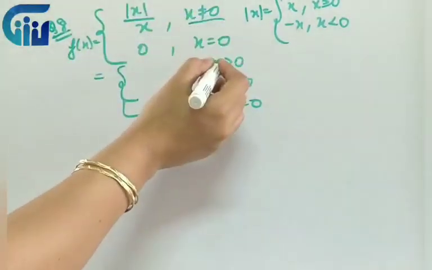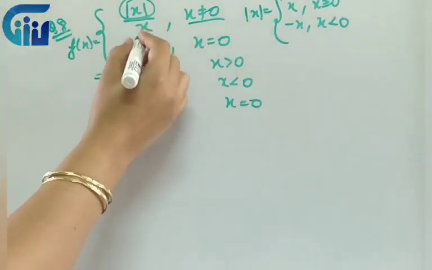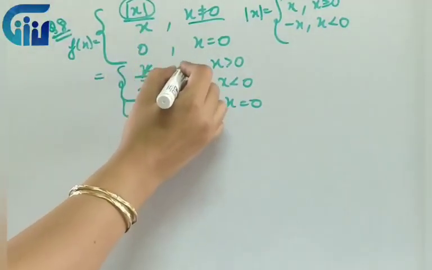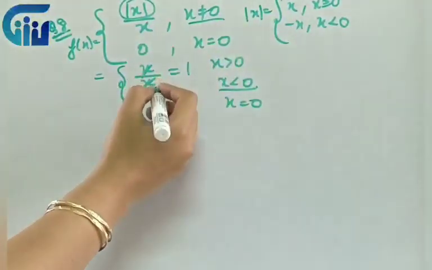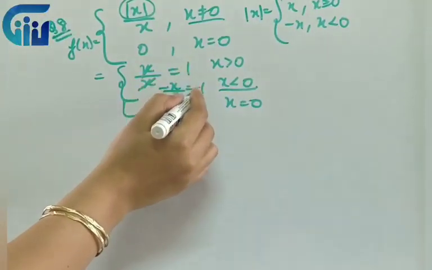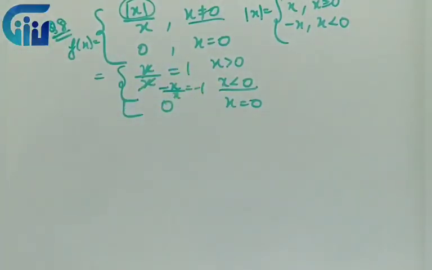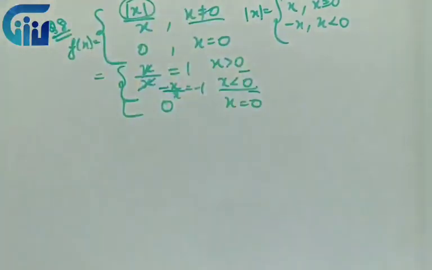So now if x is greater than 0, in place of mod x, what will I write? I will write x, x is already there, it will get cancelled, I will get 1. Similarly, when x is less than 0, I can write it as minus x upon x, so it will be minus 1. So we have 1, minus 1 and 0, right? So now I have redefined my function. Now what is the point at which the whole function is centered around? That is point 0, right?